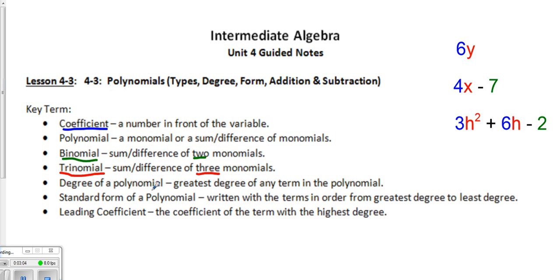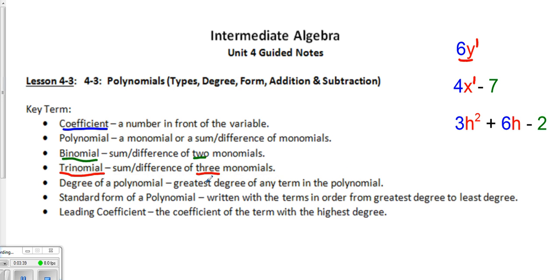The degree of a polynomial is the greatest degree of any term in the polynomial. We'll get more into that one later. In each of these cases, though, this one we'd say is a degree 1, because this y is like a hidden to the first power. Or this one here, the second one, x is to the first power, so this is also a degree 1. This one, we have something to the second power, so we would call this one a degree 2 polynomial. And we'll get more into that in some of our other examples.